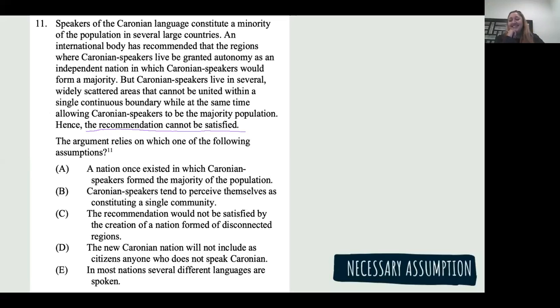Cool. I just keep saying cool. So we have this idea that we're trying to make an autonomous, independent nation, but we can't. Why? Because these people are scattered, so we can't make one country out of it. That's what we're given. Does anyone want to try and predict what we need to make this true? And it's fine if you don't, because I think this is one of those where, when you read the answer choices, it makes sense. I don't know if you agree with that, Nicole, but once I read the answer choice, it made sense to me.